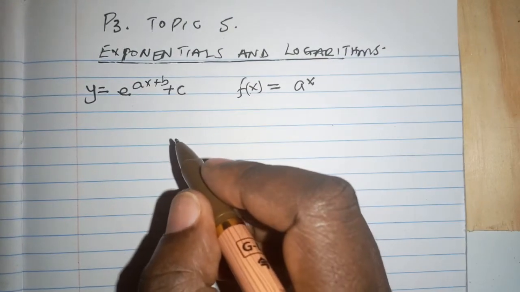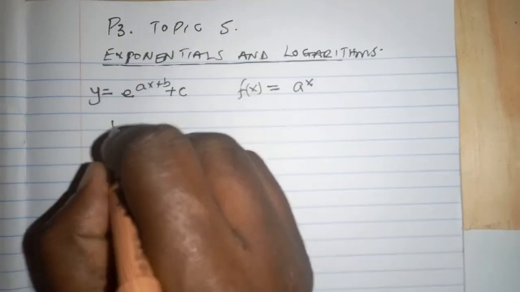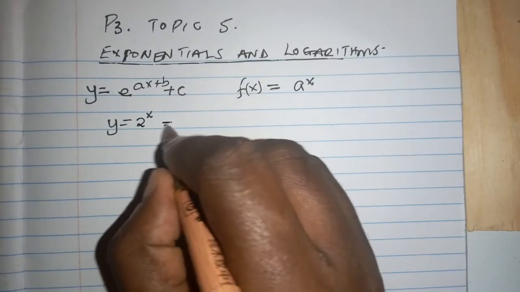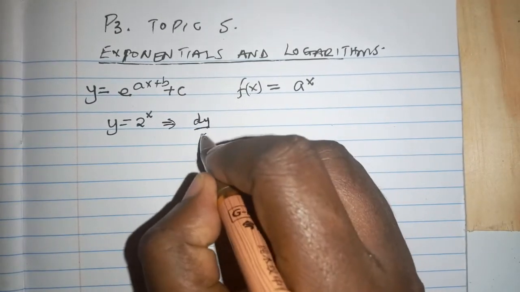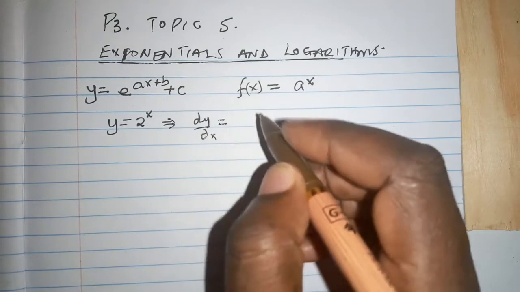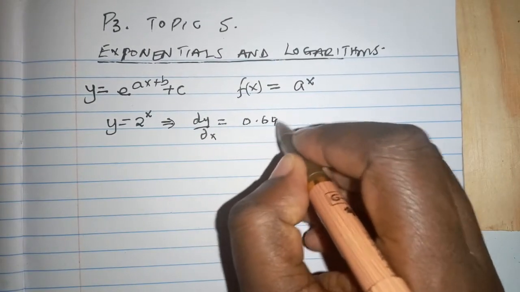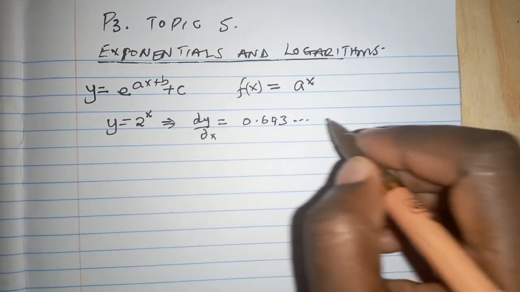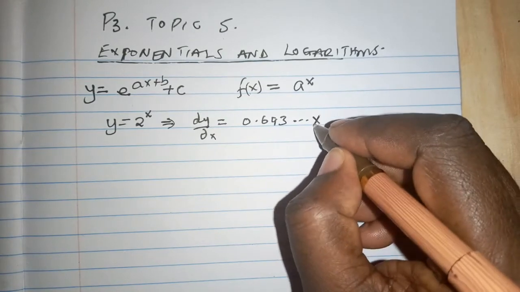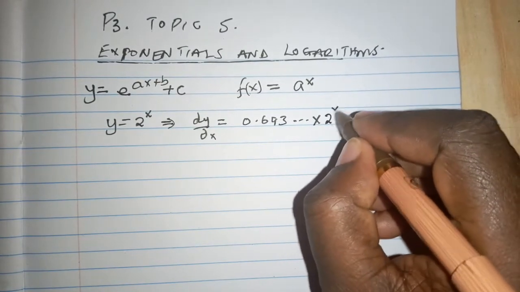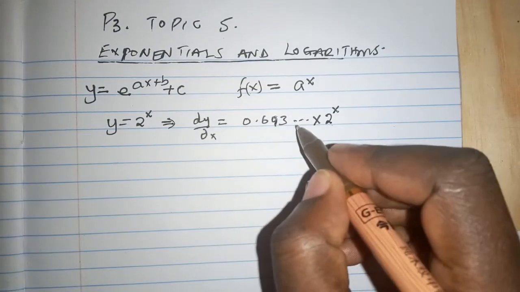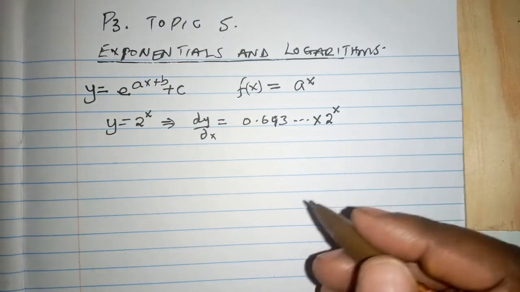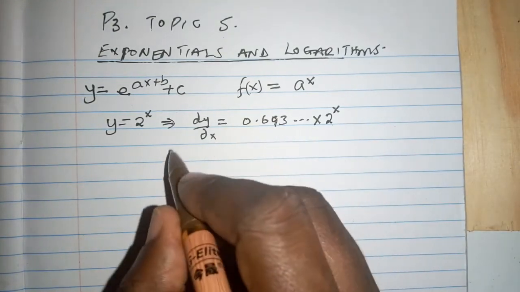I want to just bring in something to do with y is equal to 2 raised to power x. Later on, we will understand that the dy/dx of this function is given by 0.693, of course with more digits, multiplied by the function itself: 0.693... times 2 raised to power x.